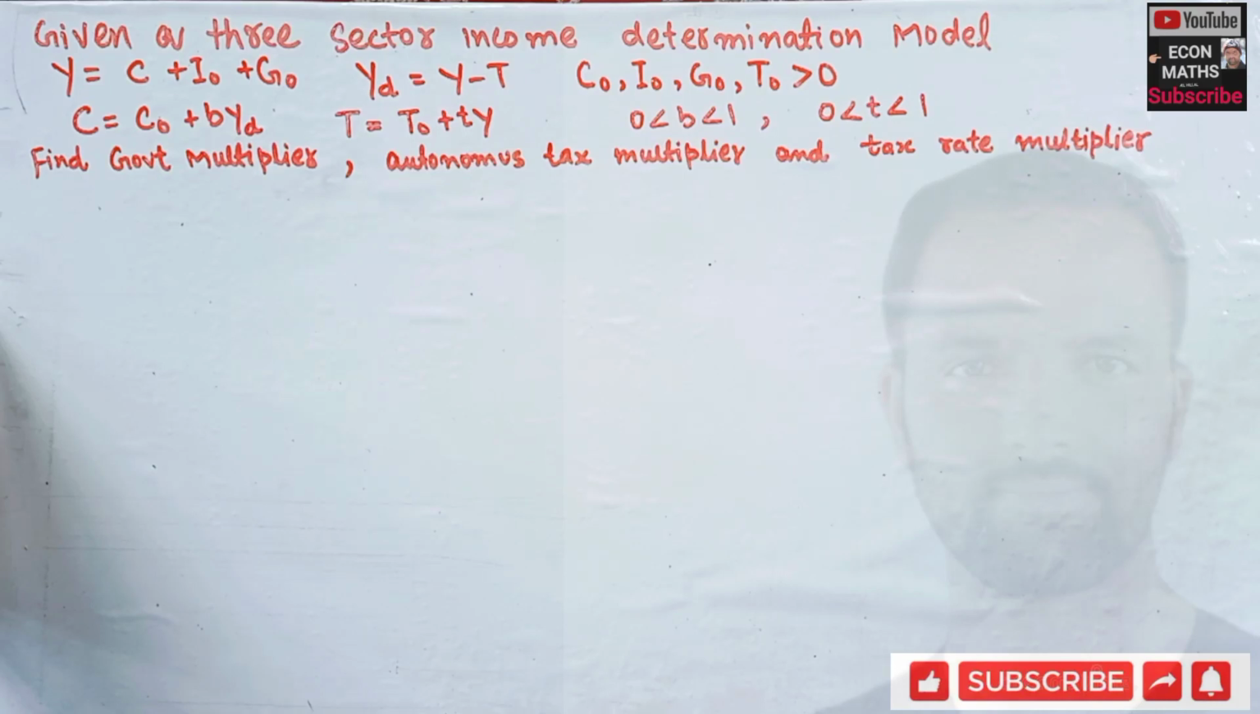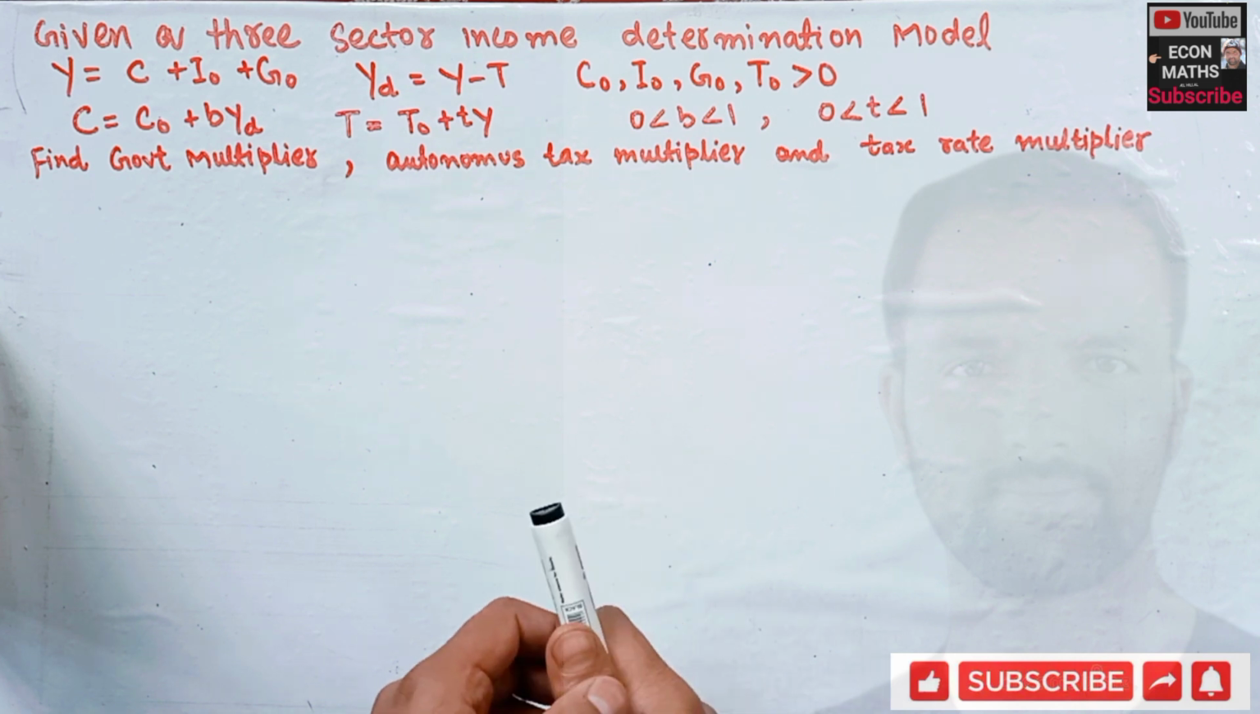Hi, this is Hilal. In this video on Mathematical Economics series, we will try to solve a problem on income determination multipliers. Okay, the question is like this.